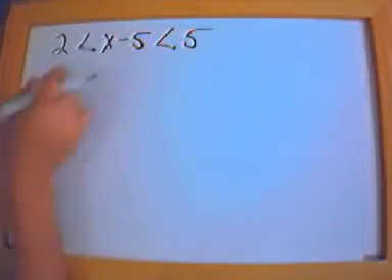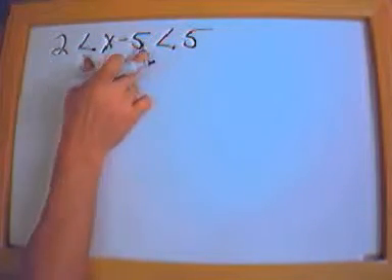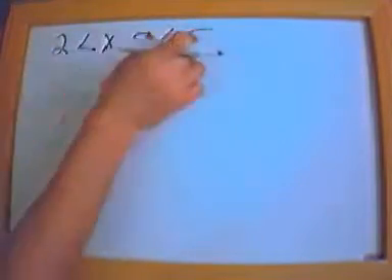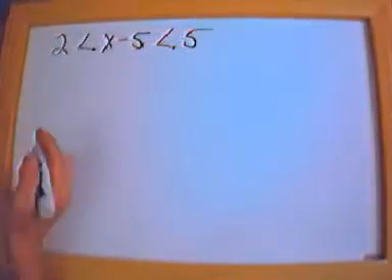The way you do that is you add 5. If you add 5 to the middle part, the 5 is going to go away. When you do this, you must add 5 to each part. You must add it to this side, and you must add it to this side. So I'm going to go ahead and do that now.